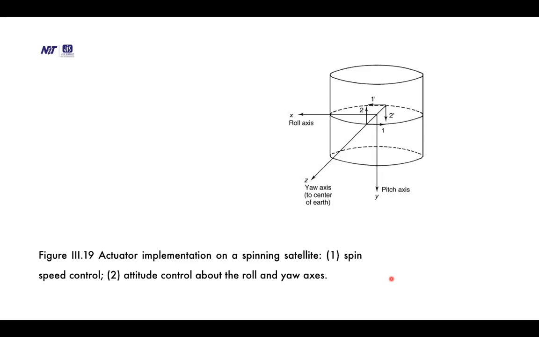Actuator implementation on a spinning satellite. So this is the spin speed control. Number 2 is the activation of attitude control about the roll and yaw axes.